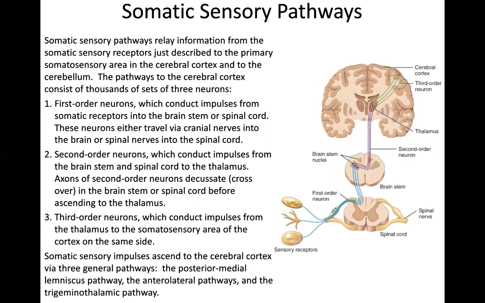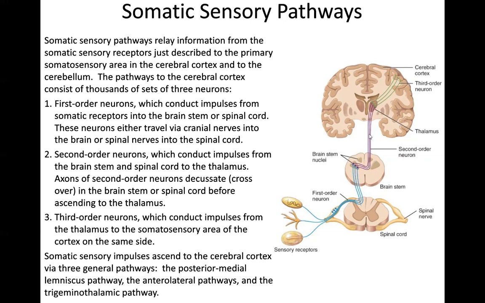Now, those various somatic sensations and pathways involved relay information from the somatic sensory receptors just described to the primary somatosensory area in the cerebral cortex and to your cerebellum. The pathways to the cerebral cortex consist of thousands of sets of three specific neurons. The first order neurons, which are the ones associated with the receptors, carry the signal into the brainstem or spinal cord, where they are either traveling by cranial nerves into the brain or spinal nerves into the spinal cord. They synapse with second order neurons, conducting the impulses from the brainstem and spinal cord to the thalamus.